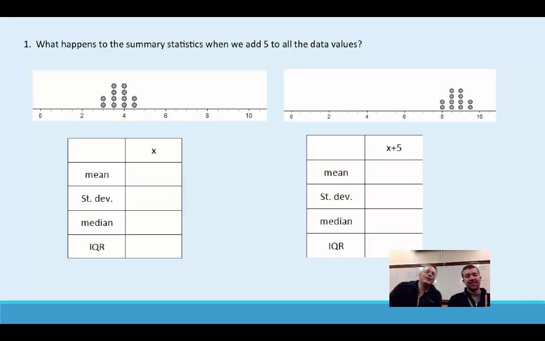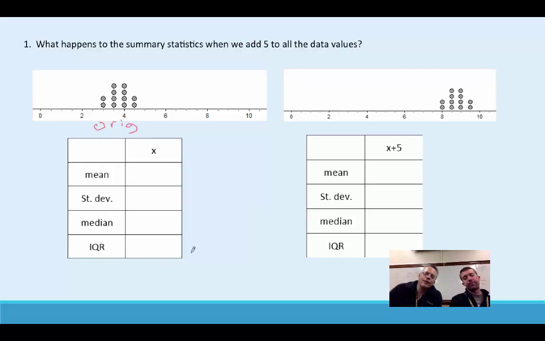So this is a data transformation. We're going to do something to the data, and we have to understand how the statistics change. On the left, we have a lovely dot plot. That's our original data. We're going to add 5 to all the data values and see what happens.